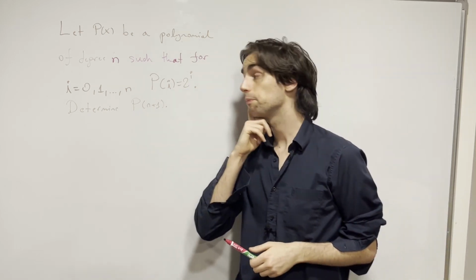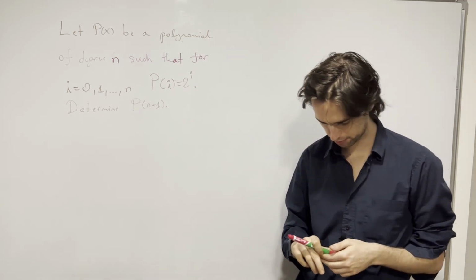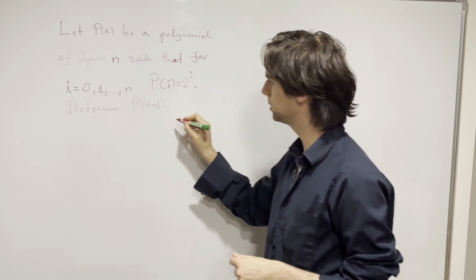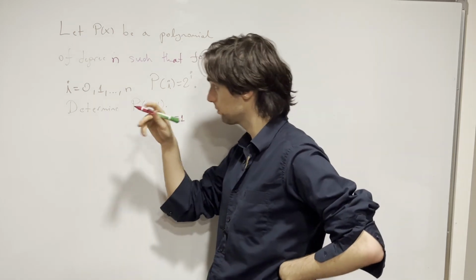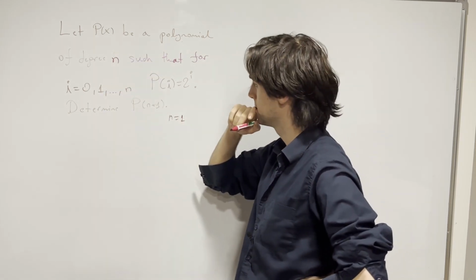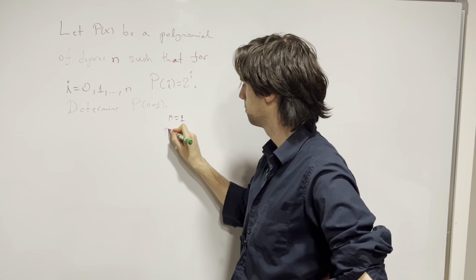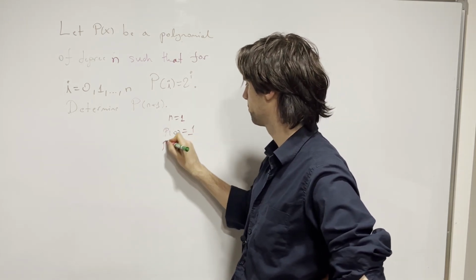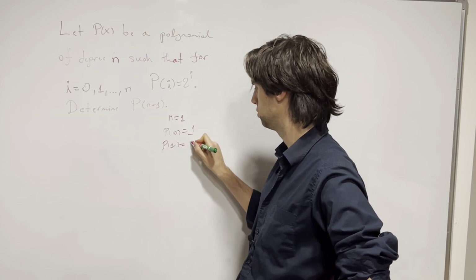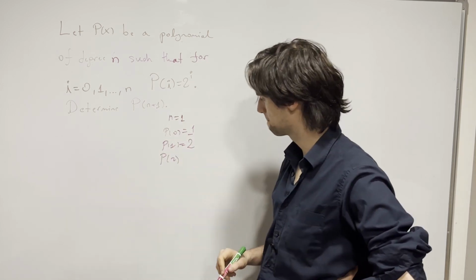But let's see. So p_i is 2 to the power of i. Let's say n is equal to 1. What do we have? Let's try a couple of n. So a degree 1 polynomial, p of 0 is equal to 1, p of 1 is equal to 2. And we're looking at p of 2, right?